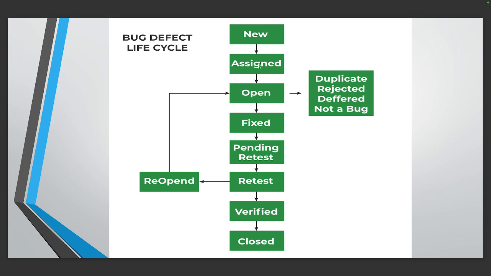Okay. After that, the developer will say, "Let's see what's causing this issue and try to fix it." After fixing it, he will say to the tester, "I think it's fixed. Try to test it again." If it is fixed, the tester will verify it. If it is not fixed, he will reopen it and return it to the developer again.